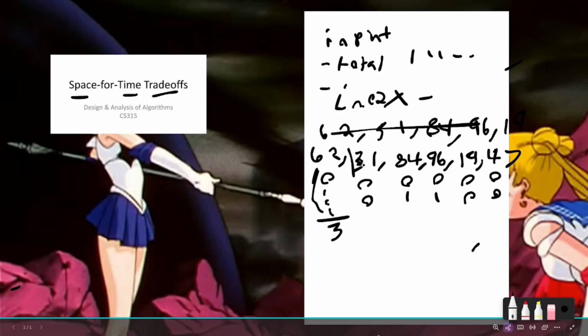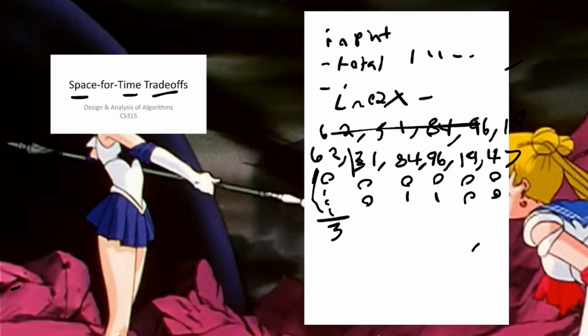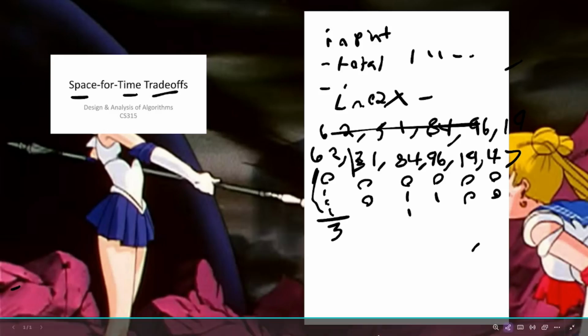We look at 31. 31 is going to be less than that one, so we don't add to that column. 96, we add to that. 19 is less than 31. 47 is not, so we add to the 47 column. So then 31 is going to come up as, I don't even know what I was thinking, 1. It's going to come up as a 1.